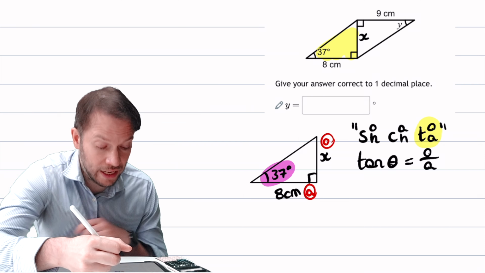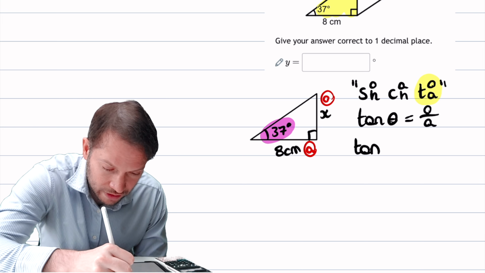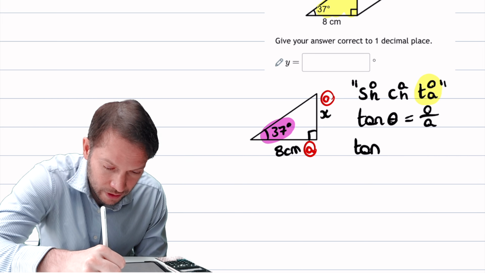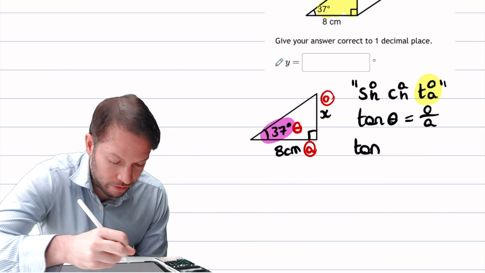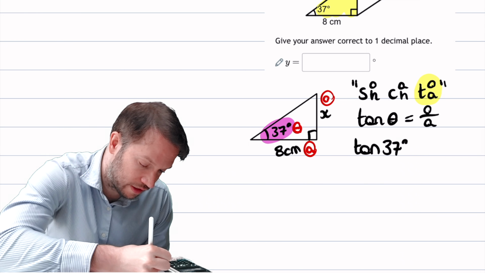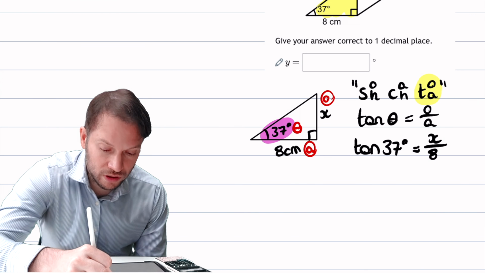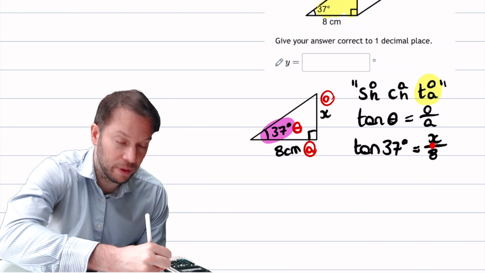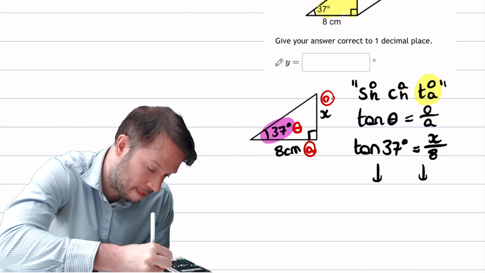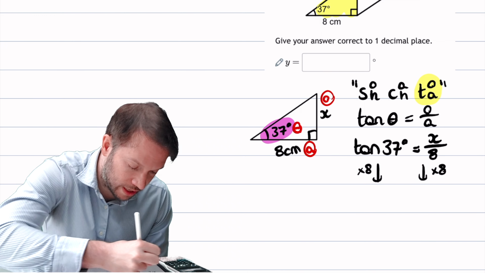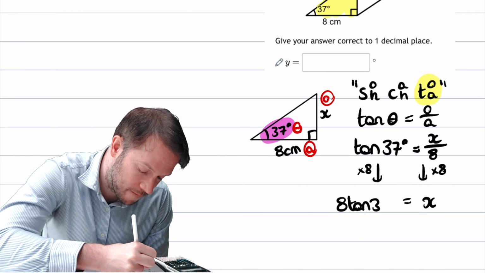So let's just substitute in to this. We've got tan of, well, the angle of interest, I said, is the theta. So this is the theta here. So it's tan of 37 degrees is equal to O, which is x, over A, which is 8. Now, I want to get x on its own. It's been divided by 8. So to get rid of the divide by 8, you times both sides of the equation by 8. And you get x over here equals 8 lots of tan 37.